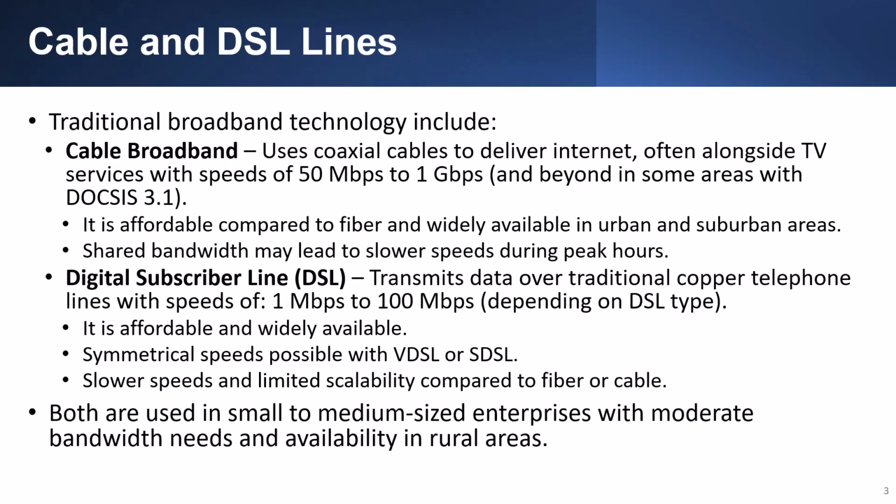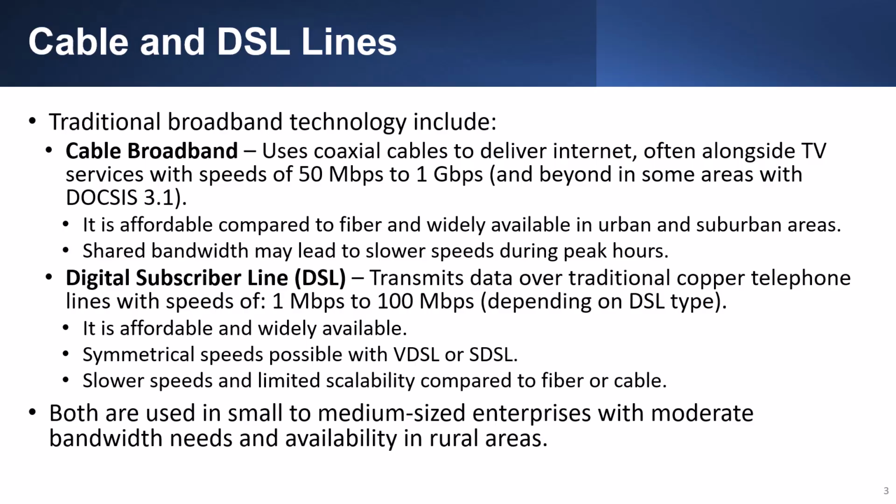Traditional broadband technologies include cable broadband, which uses coaxial cables to deliver internet, often alongside TV services, with speeds up to 50 megabits per second to 1 gigabit per second and beyond in some areas with the DOCSIS 3.1 standard. It is affordable compared to fiber and widely available in urban and suburban areas. Shared bandwidth may lead to slower speeds during peak hours.